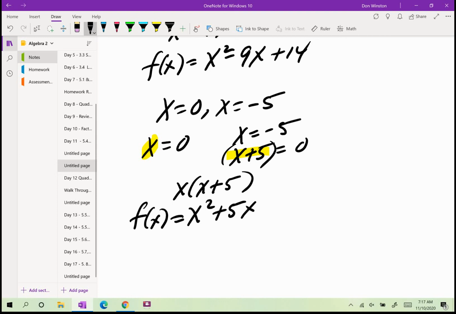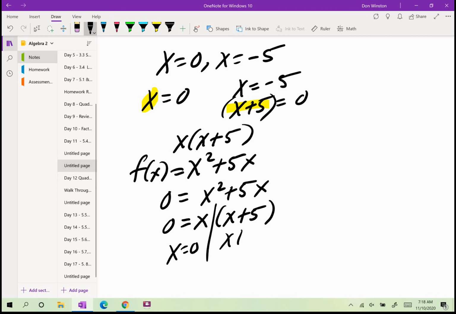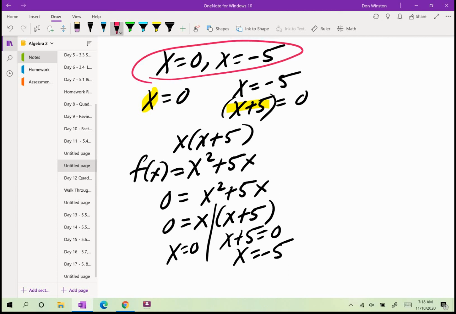So again, if I said 0 equals x squared plus 5x, and I factor out an x, I would have x times x plus 5 equals 0. And then if I found the zeros, x would equal 0, and x plus 5 equals 0, so x equals -5. All right, so I started with zeros of 0 and -5, and the polynomial that gives me zeros of 0 and -5 would be x squared plus 5x.